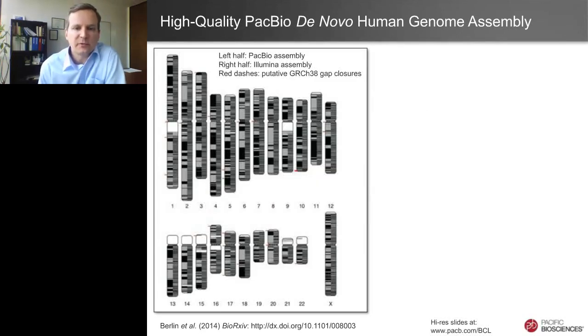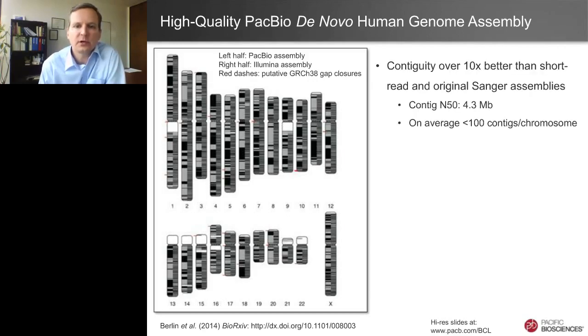This is an example figure from the paper showing the contiguity of the PacBio de novo assembly, which is highlighted on the left half of each chromosome. These are the contigs compared to the short-read assembly of the same sample, which is on the right half of each chromosome. And the red dashes, which are a little bit hard to see, you can see them better in the high-resolution PDF version, are putative gaps that are closed even compared to the latest GRCh38 reference.